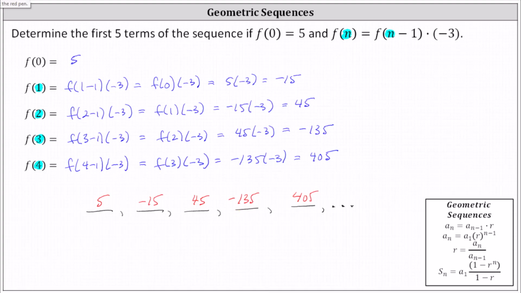And because we have a geometric sequence, we can also determine the common ratio r, which is negative 3, by taking any term in the sequence and dividing by the previous term. Notice negative 15 divided by 5 is negative 3. 45 divided by negative 15 is negative 3, as well, and so on.